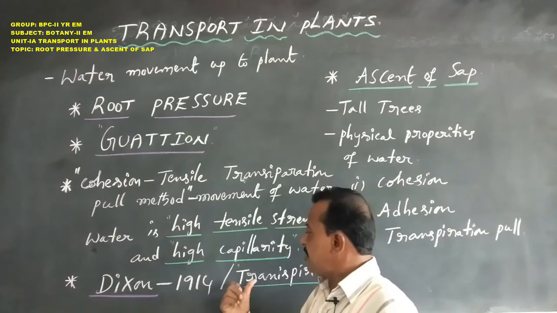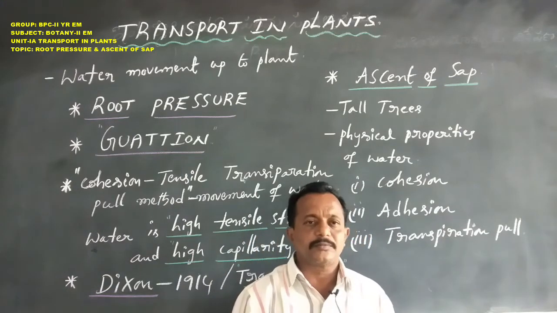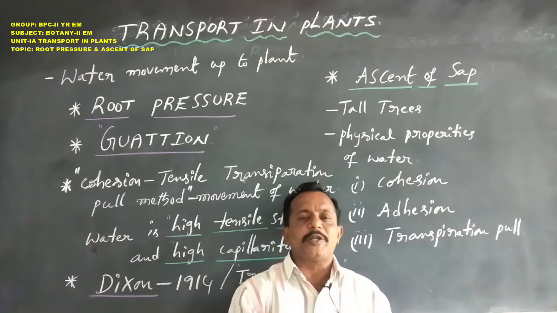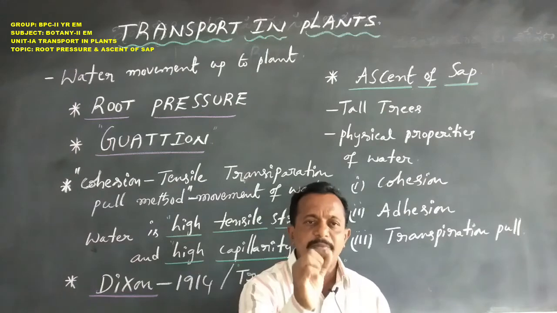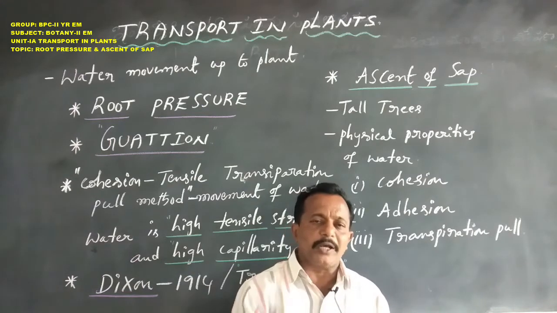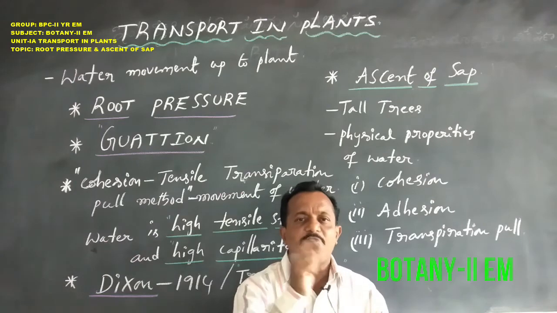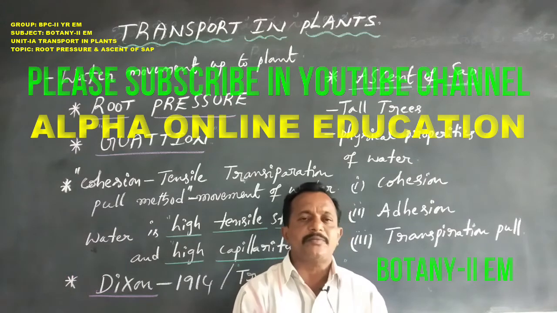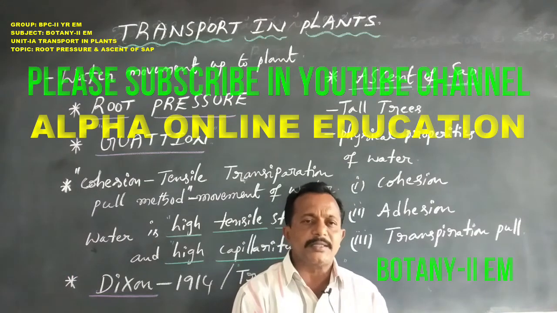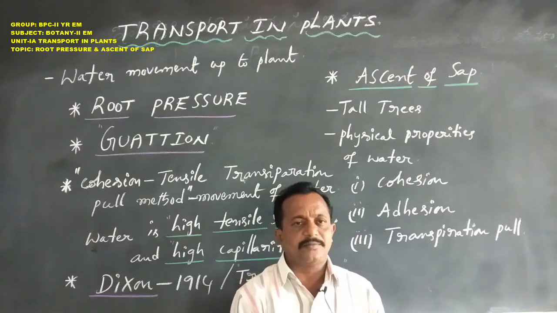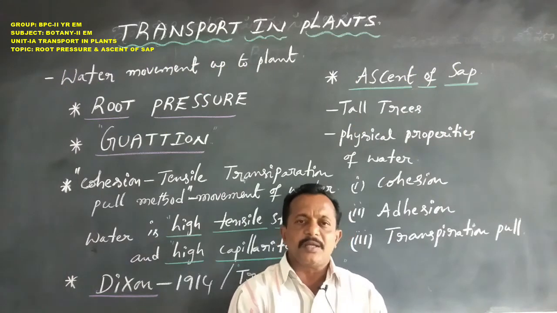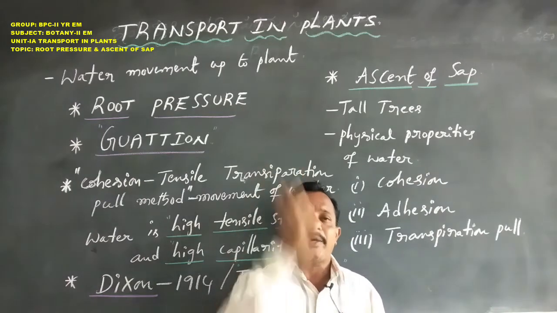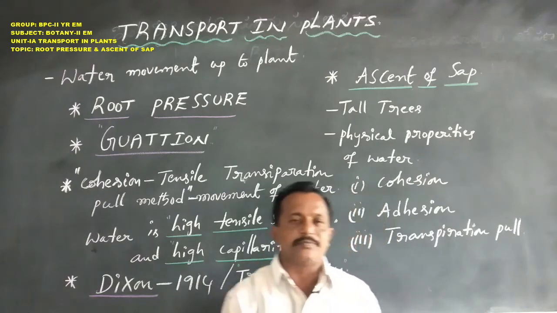This is guttation. This is transpiration. What are the differences between guttation and transpiration? Guttation means the loss of water in its liquid form, mainly shown in grassland plants and many herbaceous plants. But transpiration means the loss of water from the aerial parts of the plant body in the form of vapor.